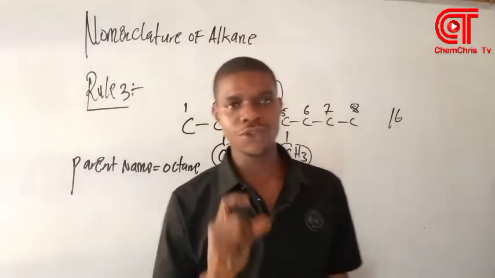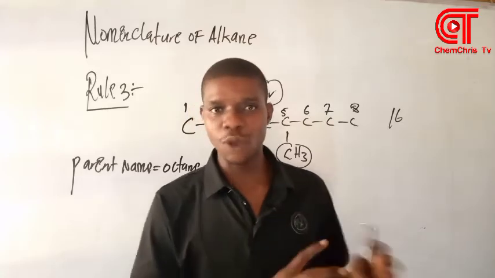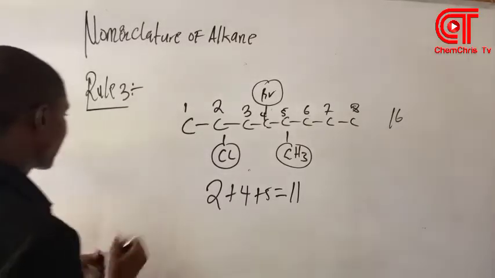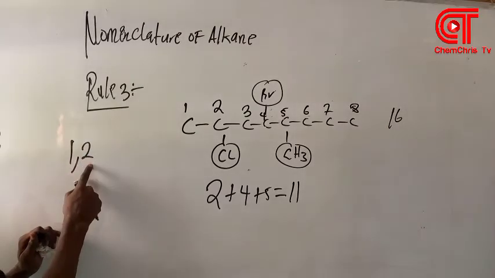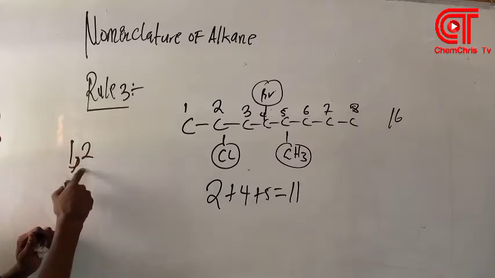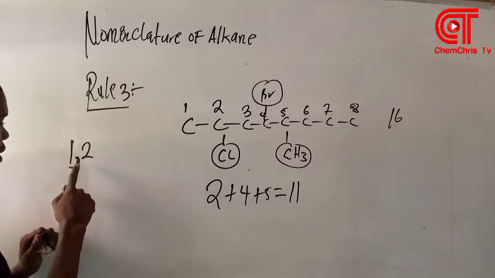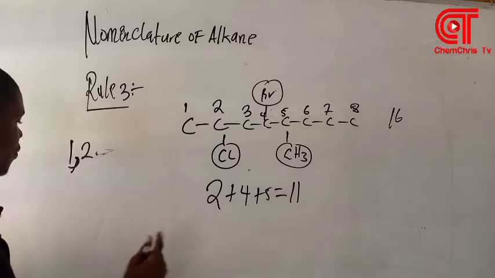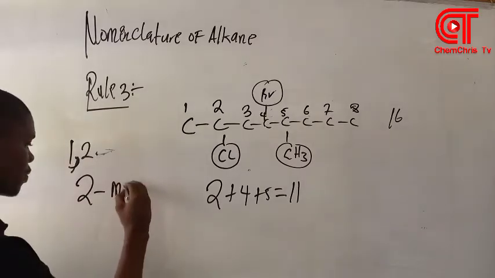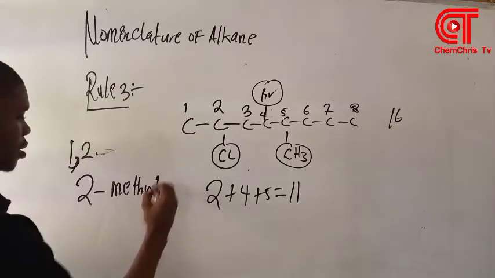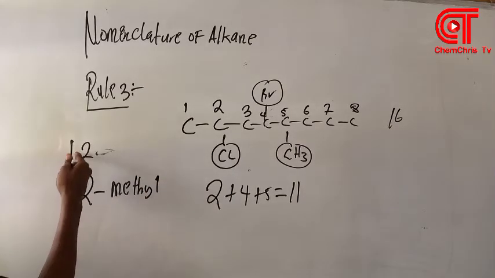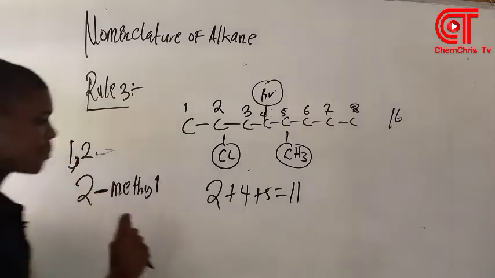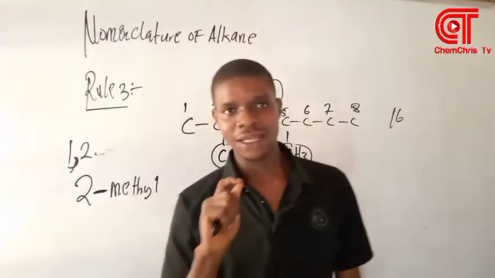When naming, you must separate numbers and numbers with what? Comma. For example, in nomenclature, you must separate number from number, maybe 1, 2, with this comma here. It's very, very important. Then numbers and alphabets must be separated by what? Hyphen. Maybe here we have 2-meter. So numbers and numbers are separated by a comma, and numbers and alphabets are separated by this hyphen. It's very, very important when you are doing your nomenclature.